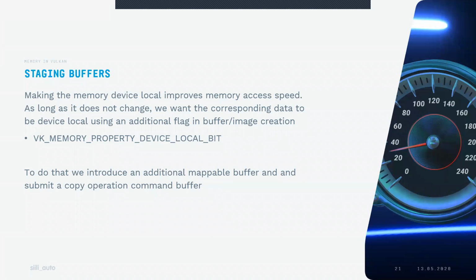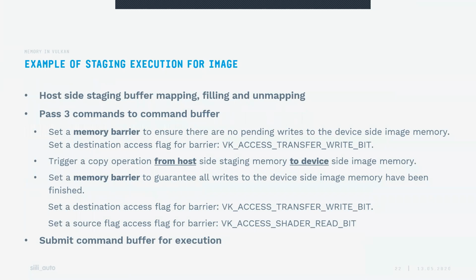So, for example, to upload a texture in Vulkan, what you want to do is create a host side accessible buffer where you're going to, in the first step, copy the data. So you create a buffer, map the buffer, fill the buffer with data, and unmap it. And in the next step, you will want to copy this data from the staging buffer to the device local buffer.